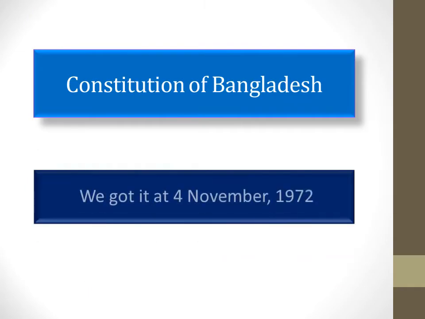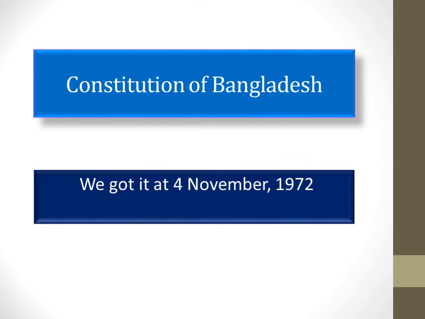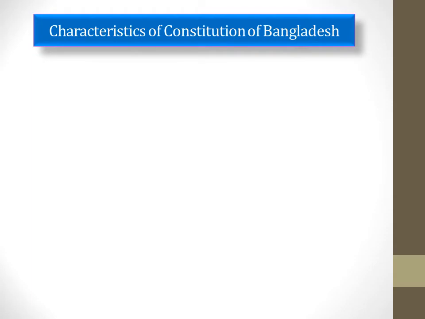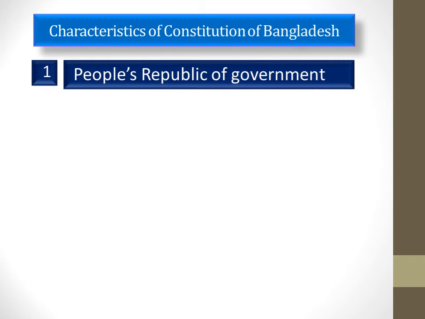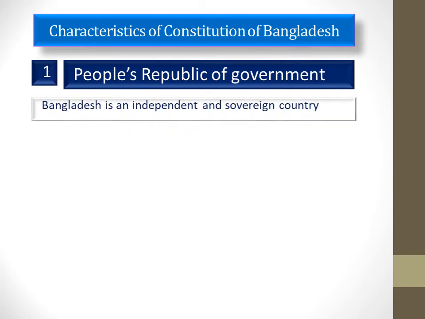We get the Constitution of Bangladesh on 4 November 1972 by the জাতীয় সংসদ. Our constitution has some characteristics. Number 1, People's Republic of Bangladesh. This is the name of our government. That means Bangladesh is an independent and sovereign country.